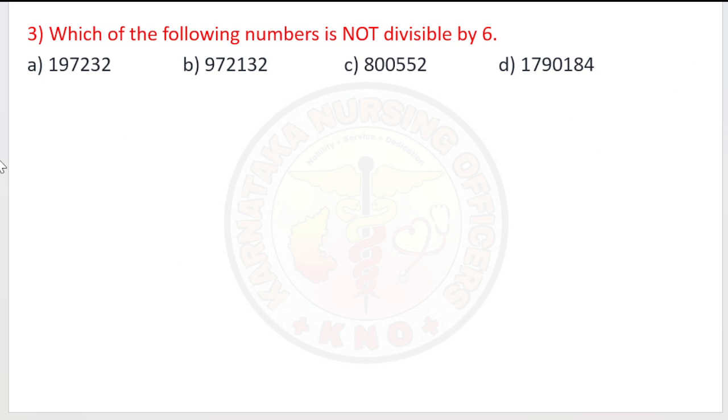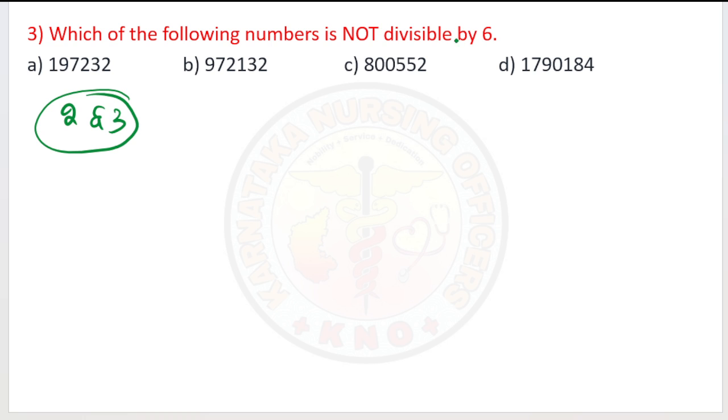Understood? So next question. Which of the following numbers is not divisible by 6? We have to figure out which number is not divisible by 6. So what is the rule of divisibility by 6? The number must be divisible by both 2 and 3. Correct? This is the rule of divisibility by 6.